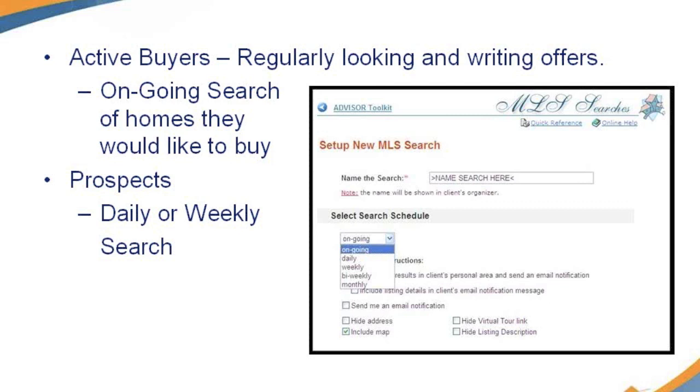Because they're not ready to buy today. Whether they know about a house coming on the market today or next week, they don't care. They're not writing an offer on it anyway. So those prospects, let's set them up on a daily or a weekly search. Like I said, these are prospects, pipeline buyers. Someone who's not ready to buy a house this minute, but eventually will. Okay? Your active listings.